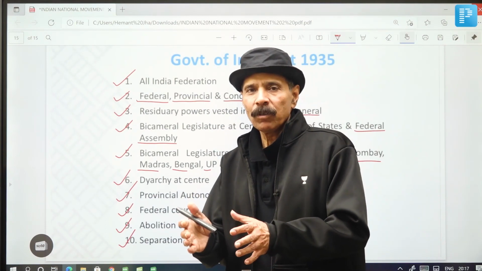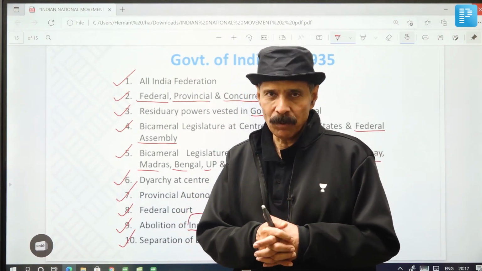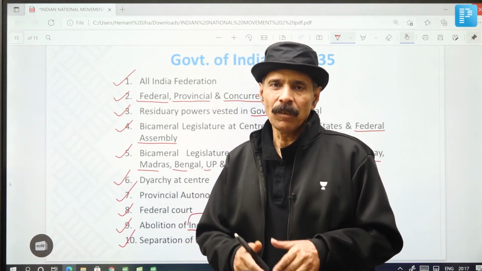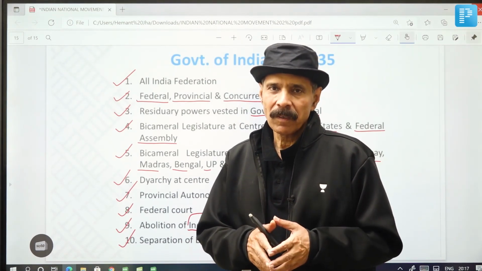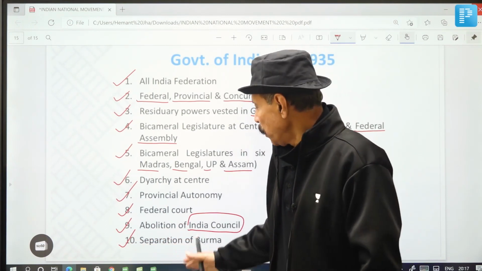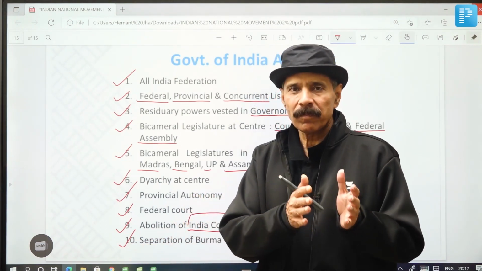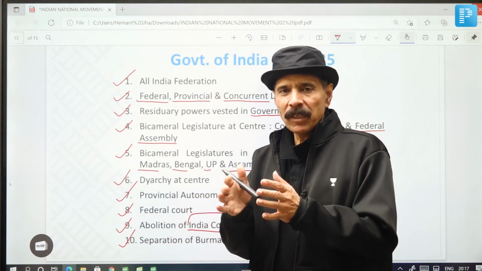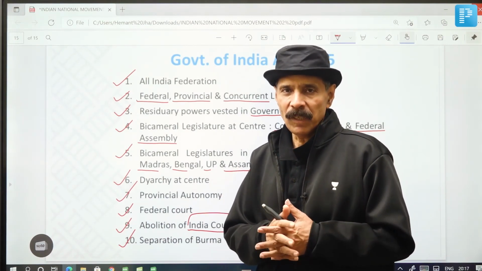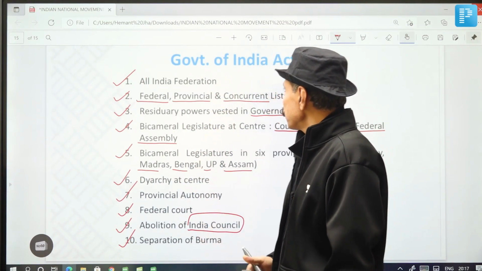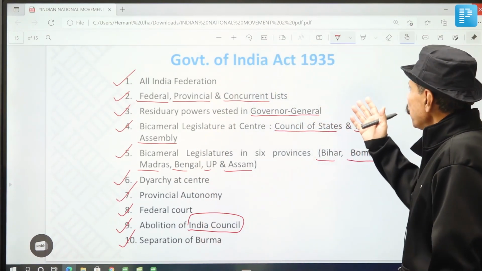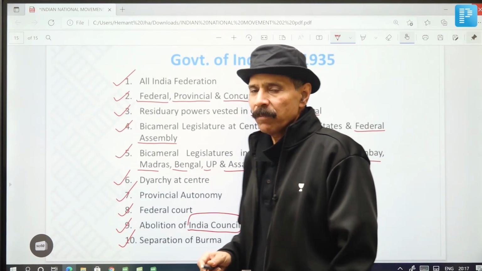And next is the separation of Burma. The whole of Burma was made part of British India, as you have come to know earlier: first Lower Burma by Dalhousie and then Upper Burma by Dufferin. By this act, Burma was separated from the administrative jurisdiction of British India. So these are the important provisions of the Government of India Act 1935.